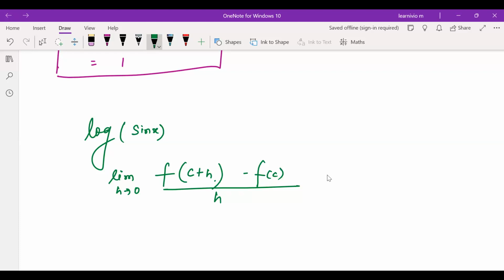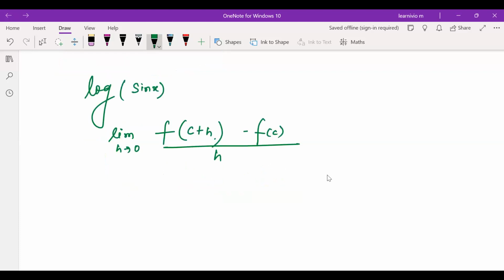Fatima, right? Yes, ma'am. Excuse me, what is c in the formula? c means at this point we are finding the derivative. At this point, we are finding the derivative of the function. We can also write it as x plus h. For now, for log of sine x, the derivative we will be finding in terms of x only. So this is how we can use the formula f of x plus h minus f of x.